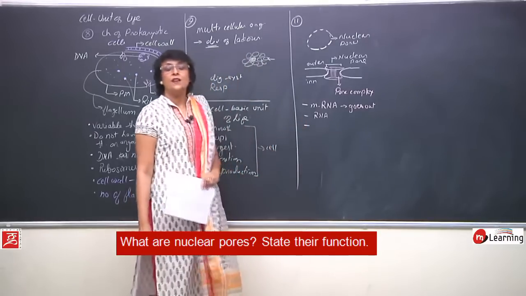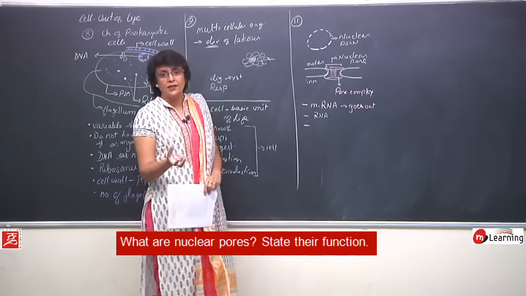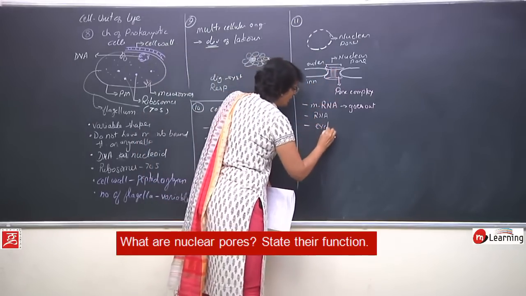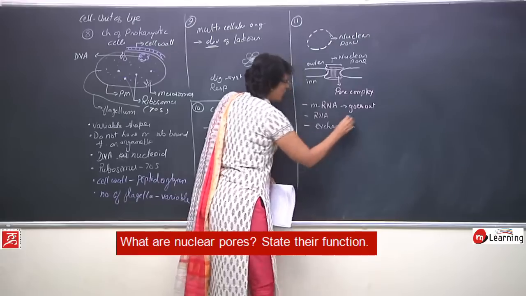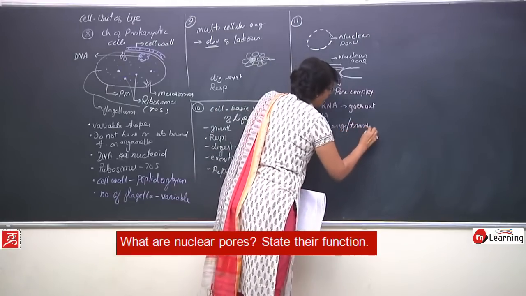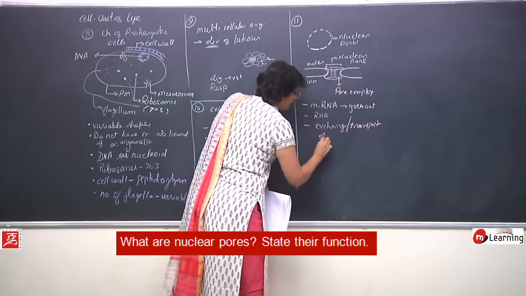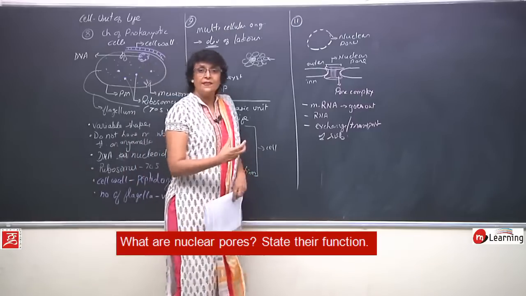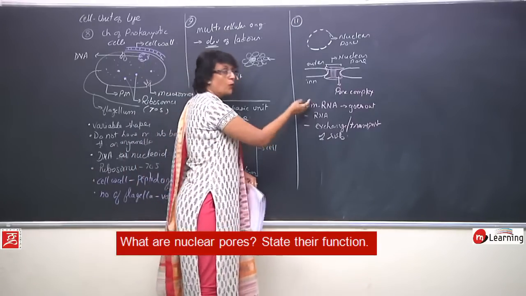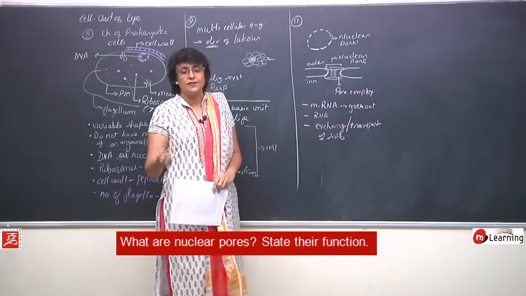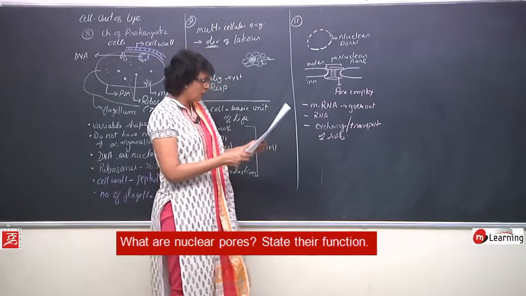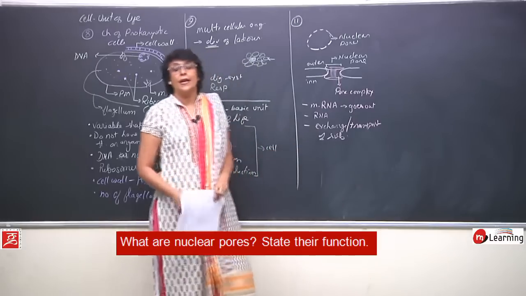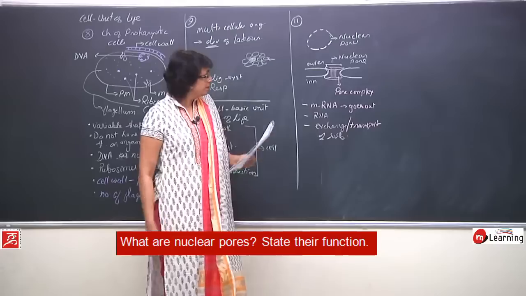The substances which are needed by the cells, like the raw material, all those things would come in through this pore. So it is basically for exchange or transport of substances which are required for the nucleus. Plus the main things which will go in and out are the proteins and RNAs, which are synthesized inside the nucleus and they have to go out. So this is nuclear pore, and its function is for exchange or transport of substances.